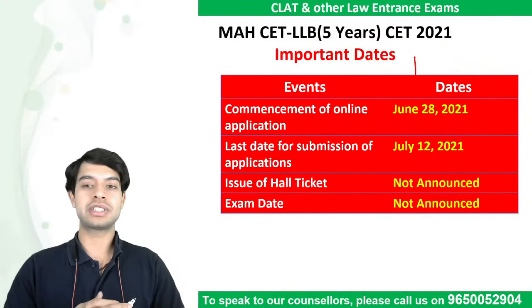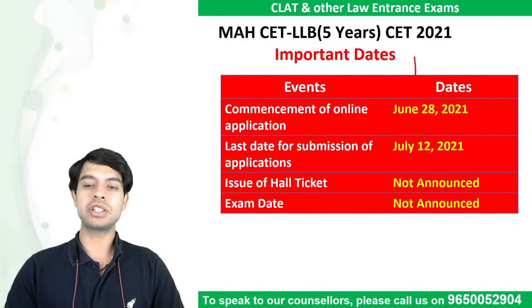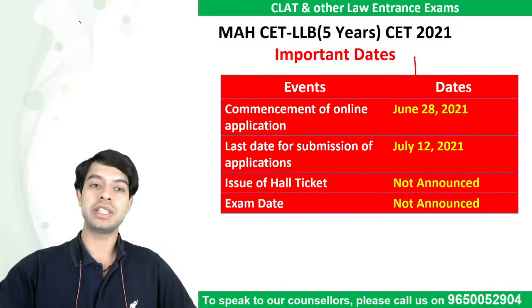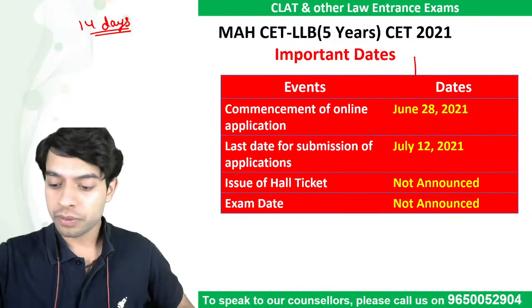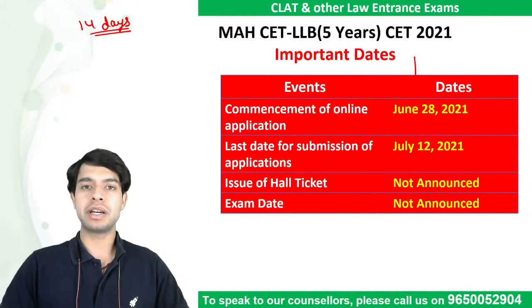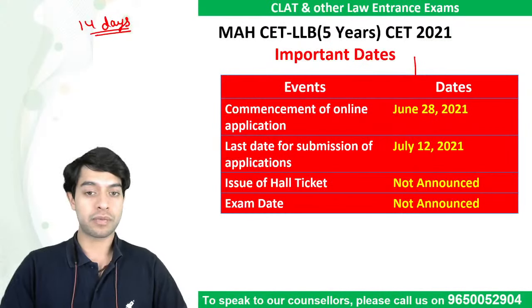Commencement of the application started from 28th of June 2021. Then what is the last date of submission? Just 12th of July. Means you were given only 14 days for form submission. And guys, remember one thing: just 10 days are left. Today is 2nd July. On 12th of July is the last date for submission of application.